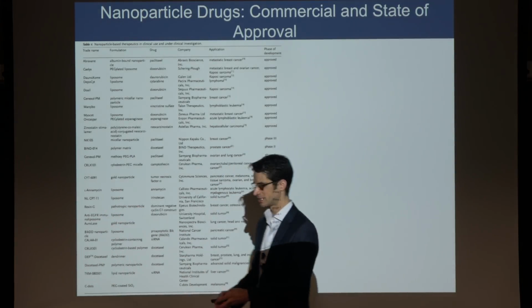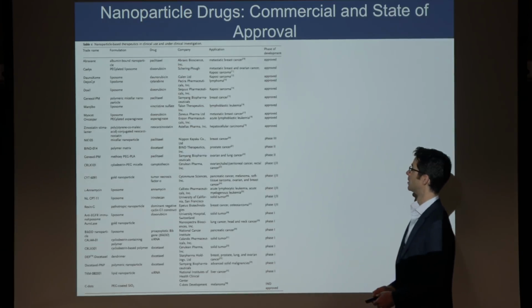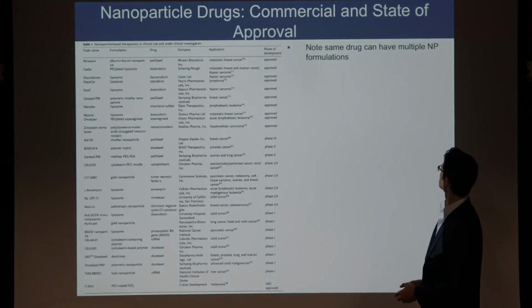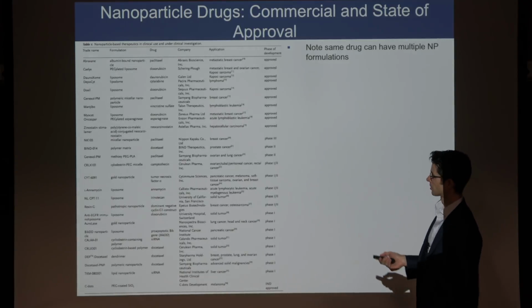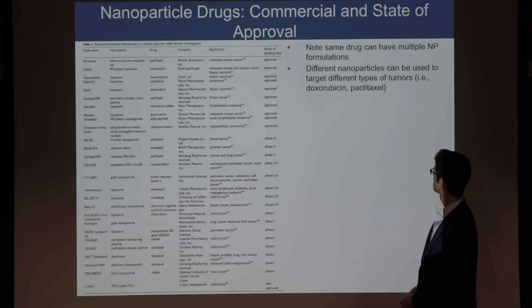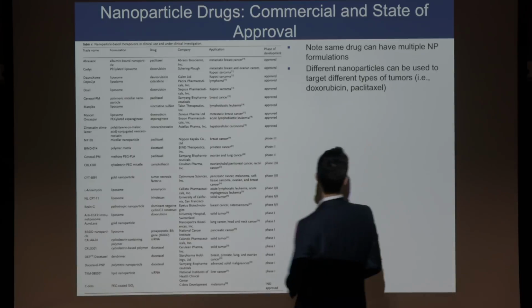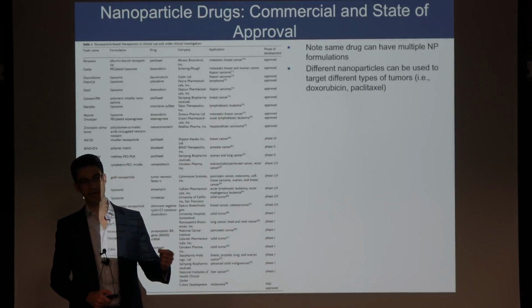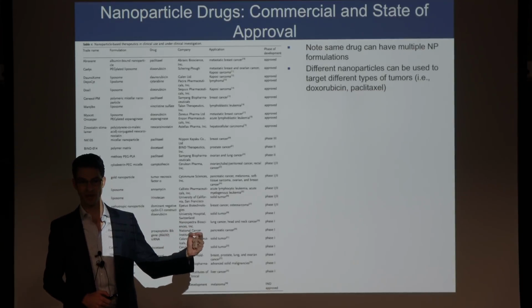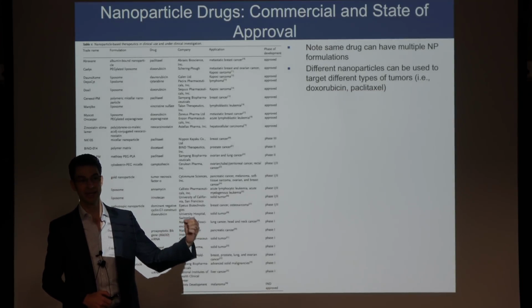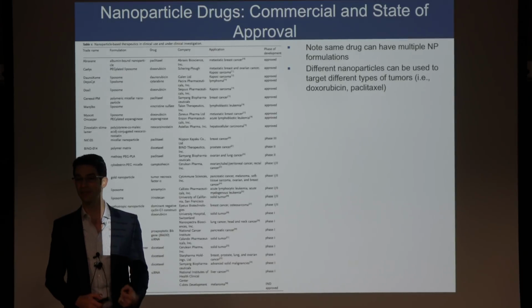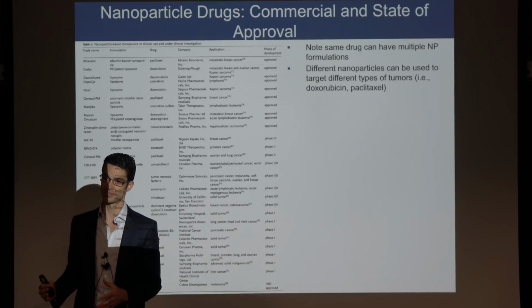There are other types of drugs as well based on proteins, or so-called biologics. So note that the same drug can have multiple nanoparticle formulations. Different nanoparticles can be used to target different types of tumors. So often the mechanism of action of an anti-cancer drug or a chemotherapeutic is operative on many different types of cancer cells.